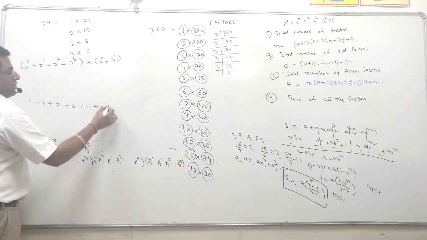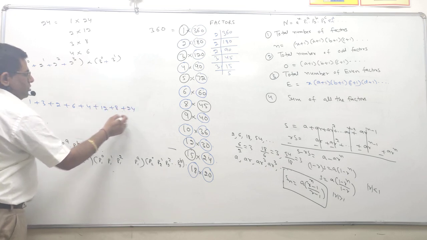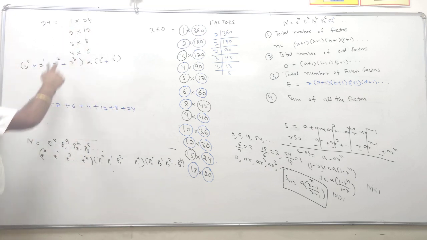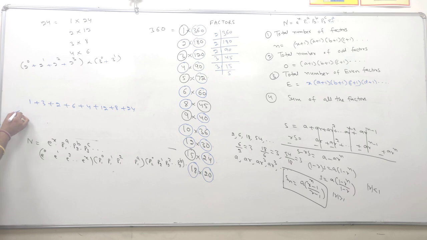2 cube into 3 raised to the 0, this is 8. 2 cube into 3 raised to the 1, this is 24. So we are getting the sum of all the factors here. By getting all the factors, we can use the geometric progression sum here, because as we have derived, the sum of n terms of a GP is a times (r raised to power n minus 1) upon r minus 1, where r is a common ratio and a is a first term.